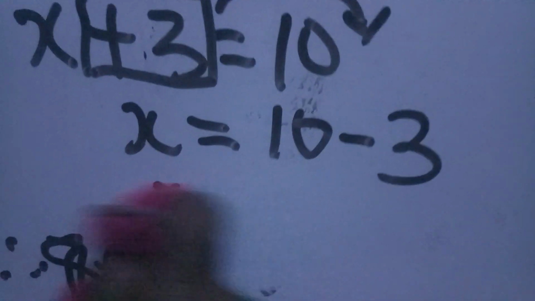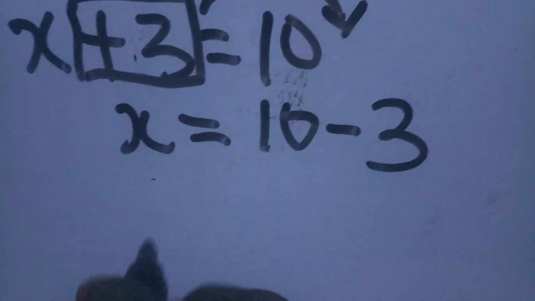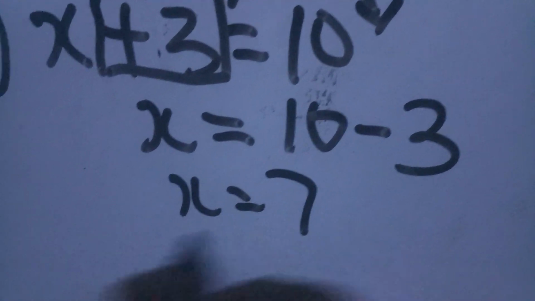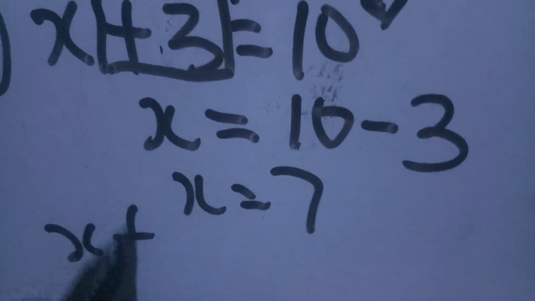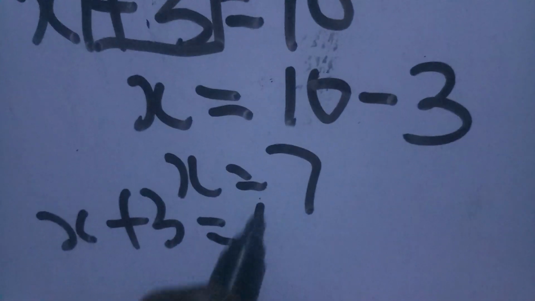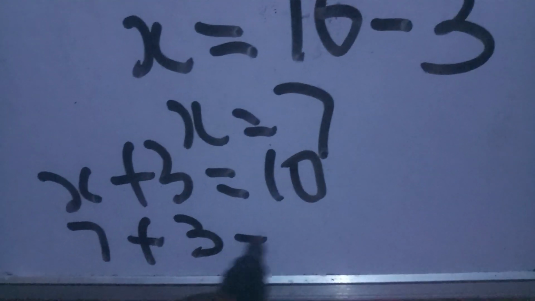But thank God we got our answer right. Our answer is x is equal to 7. That is x plus 3 equal to 10, that's 7 plus 3 equal to 10.